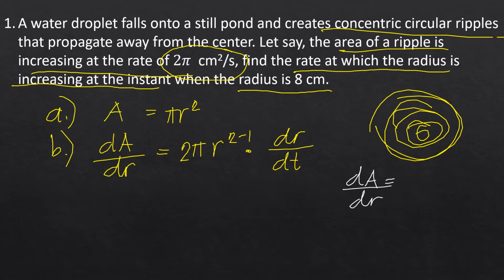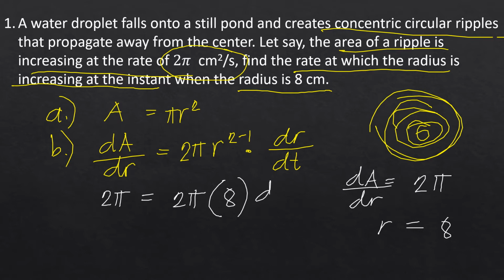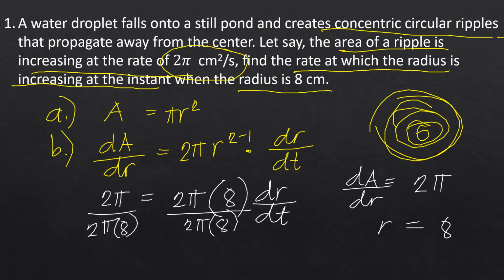So ang sabi sa given, nagbabago-bago daw ang area ng ripple 2 pi square centimeters per second. So, ibig sabihin, dA over dt is 2 pi. Okay? With the radius that is equal to 8. Therefore, substitute. dA over dt will now be 2 pi. And this will be 2 pi times the radius, which is 8. And this is dr over dt. Therefore, divide both sides by 2 pi times 8. 2 pi times 8, that is also 16 pi, cancel. So we have 1 over 8 is equal to dr over dt.